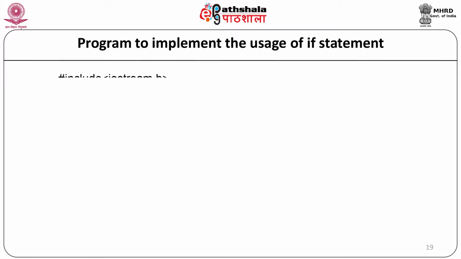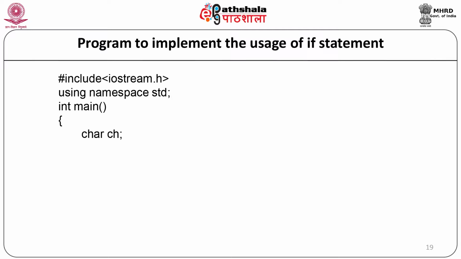We will start with the program: #include <iostream>, using namespace std. We will start with the main function. Here one variable of character type is declared: char ch. We are displaying the message to the user: cout << "Enter a character". We are taking the input from the user as cin >> ch.